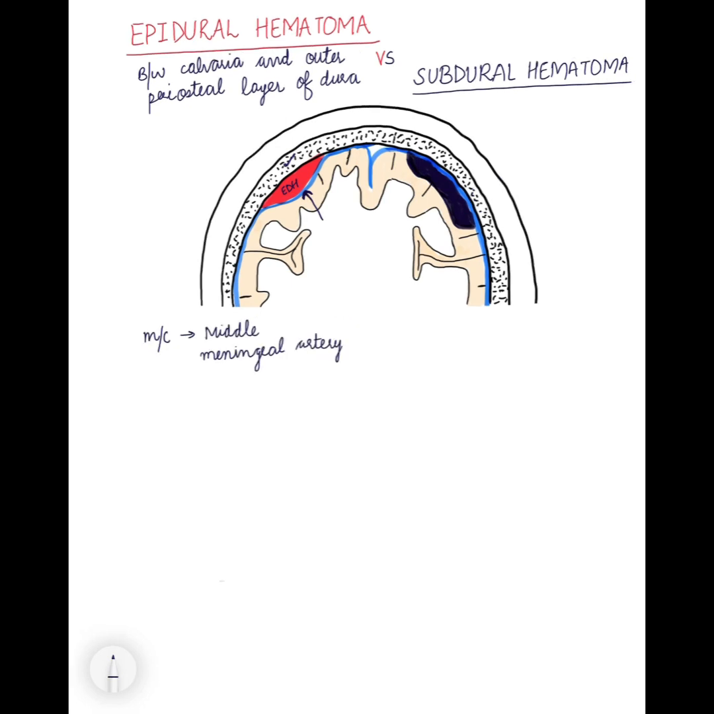Next, very important is the shape of the hematoma. So basically it is lentiform, meaning lens shaped, also known as biconvex shape, or lemon shaped.